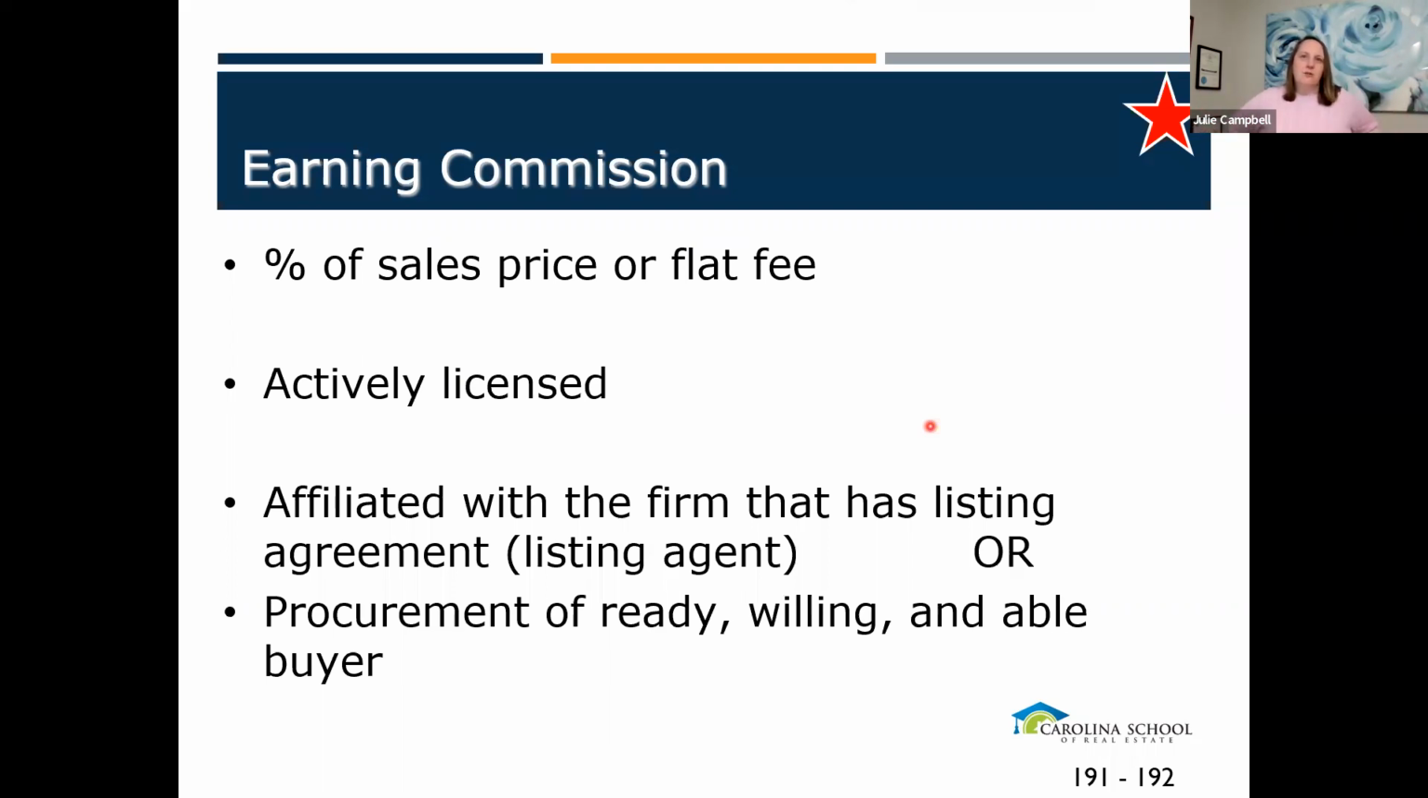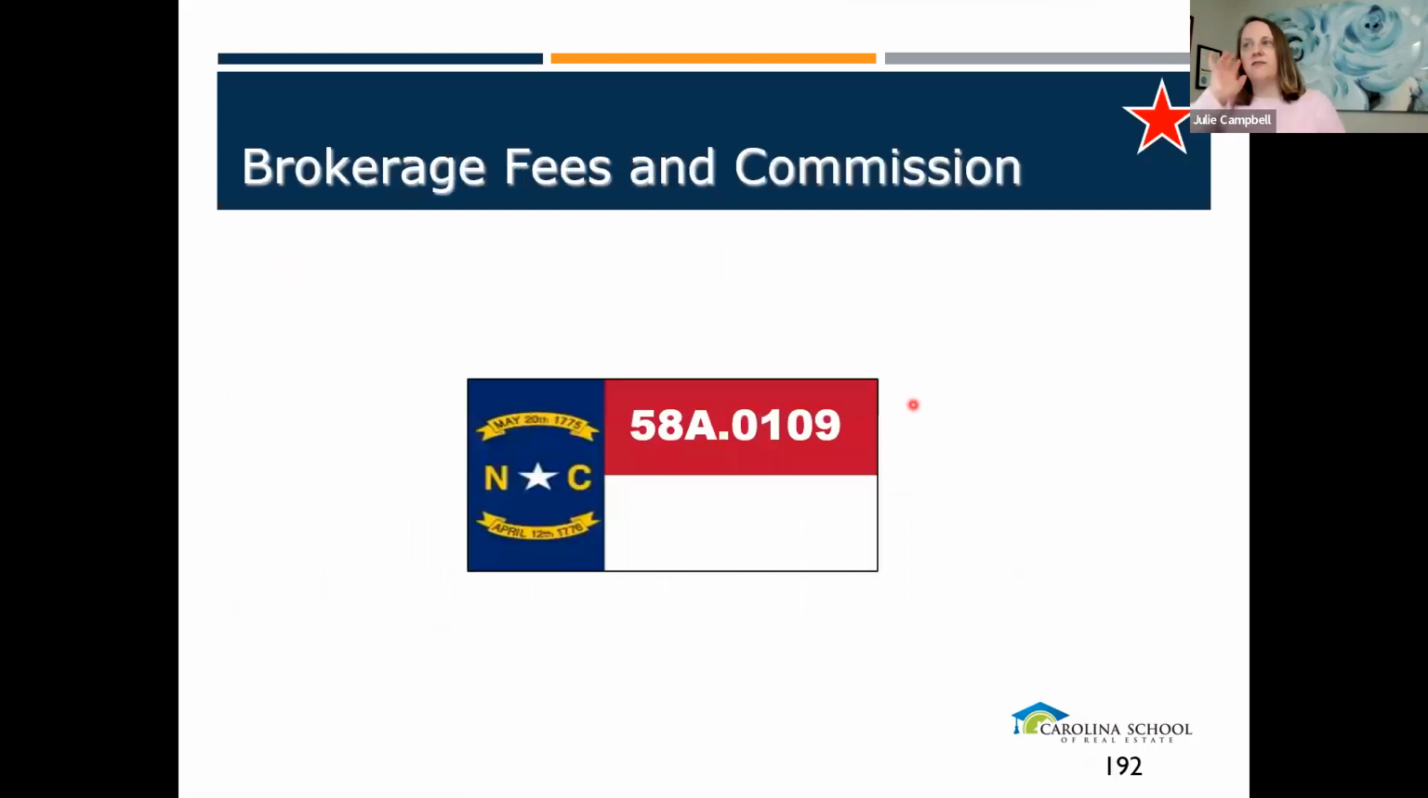If we can sell your house for $150,000, I'm going to get more money because I'm probably looking at a percentage of the sales price. We can put more money in the seller's pocket. Again, these aren't illegal, but they are highly frowned upon just because it creates an obvious conflict of interest. Typically, what you're going to see is a percentage of the sales or the flat fee commission rule.